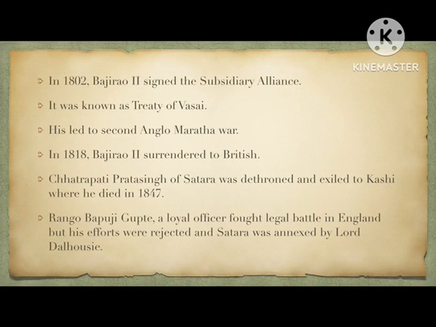Upon that, Rango Bapuji Gupte, a loyal officer of the Chhatrapati, fought a legal battle and went up to England, but his efforts were unsuccessful. Later, Lord Dalhousie rejected the adoption policy in 1848 and annexed the state of Satara.